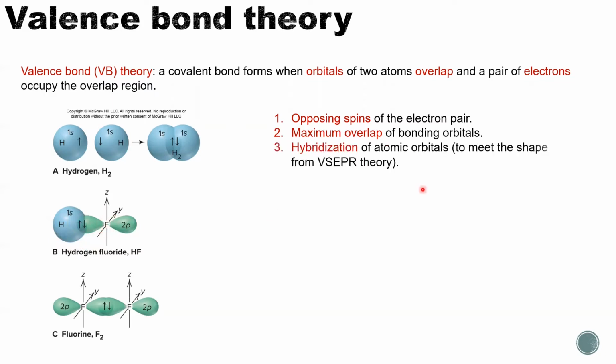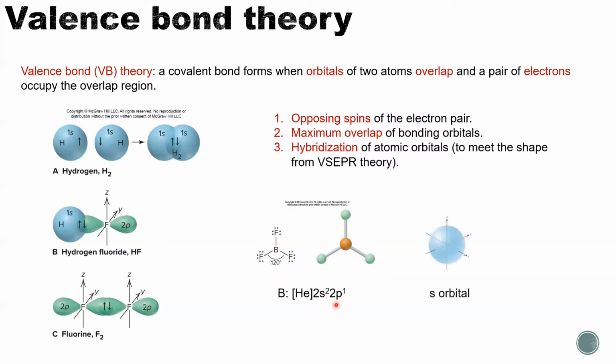Okay, so finally, we move on to the topic of hybridization of atomic orbitals. We need to hybridize the atomic orbitals to meet the shape from VSEPR theory. Let me give you an example. In boron trifluoride, from VSEPR theory, we know it has a trigonal planar shape. If you look at the valence electrons in boron, it has two electrons in the 2s orbital and one electron in the 2p orbital.